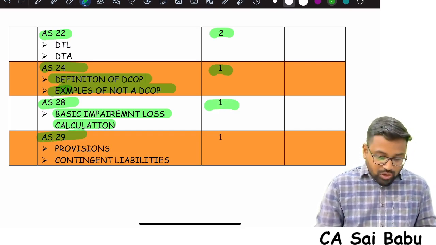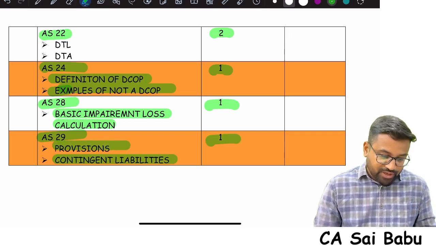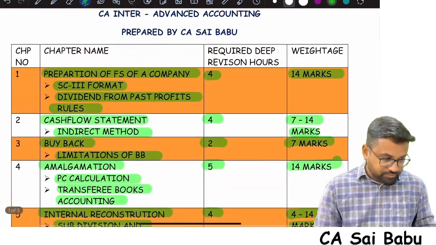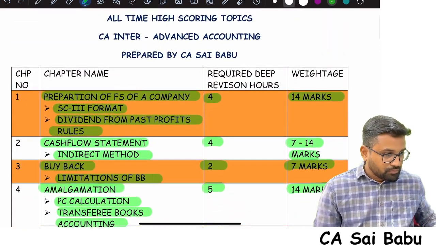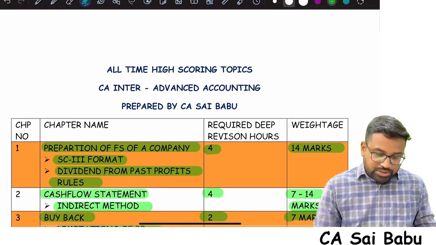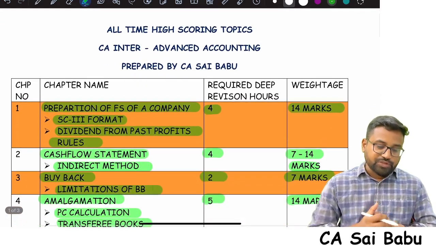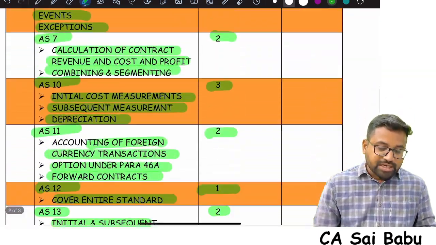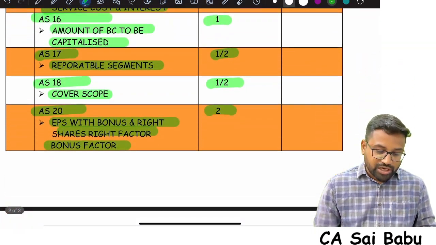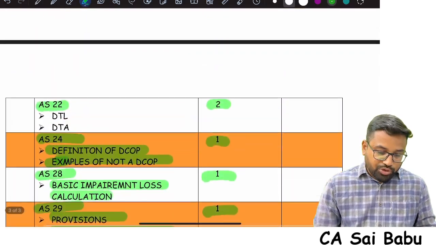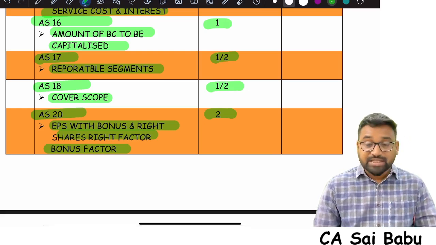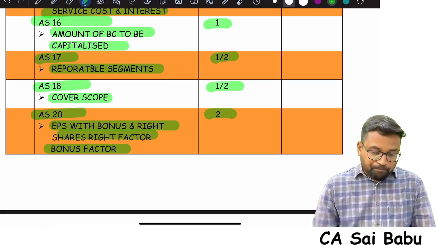AS29, concept of provisions and contingent liabilities, 1 hour. Okay. So these are all the all-time high scoring or important topics from CA Inter Advanced Accounting. The remaining standards I have not provided because I thought they are not important. If you feel like it, you can prepare AS19, accounting standard 5, or AS9.